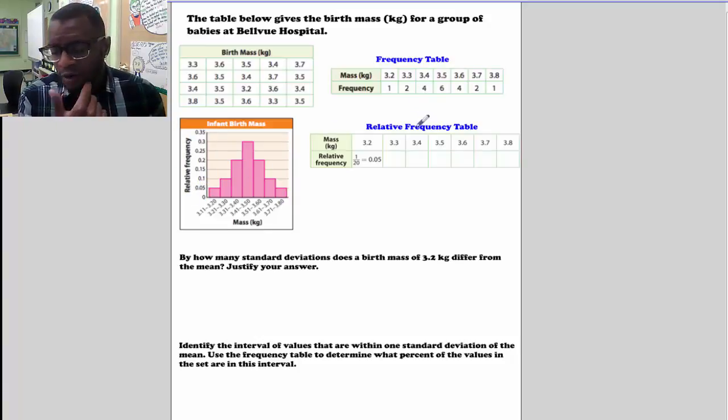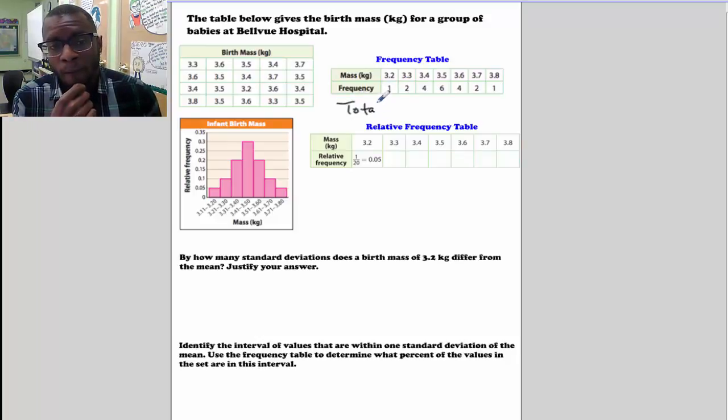Okay, and so what we're going to do is create from our frequency table a relative frequency table. And I've already started that here. So we know that, remember, to get the relative frequency, it's the cell frequency over the total frequency. And in this case, our total frequency is 20. Taking the sum of all our individual frequencies, we get a total frequency of 20.